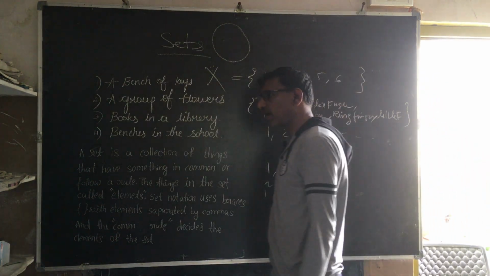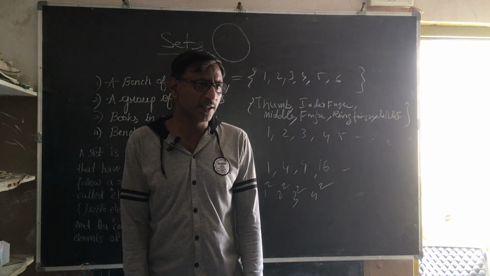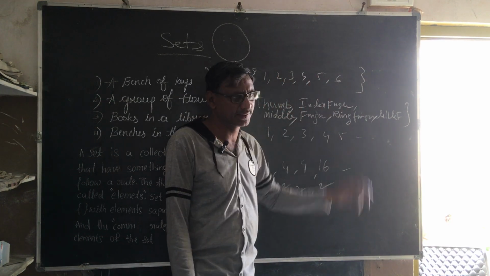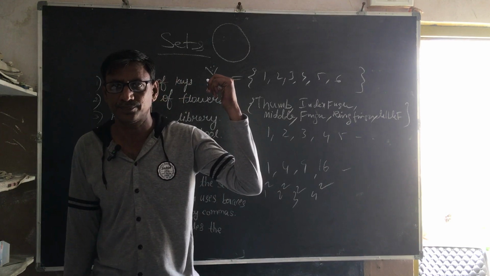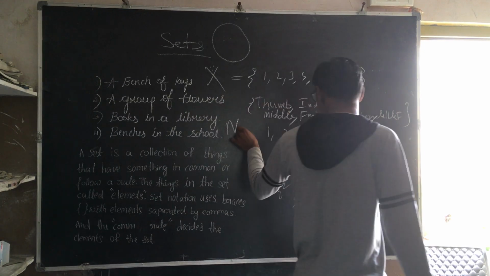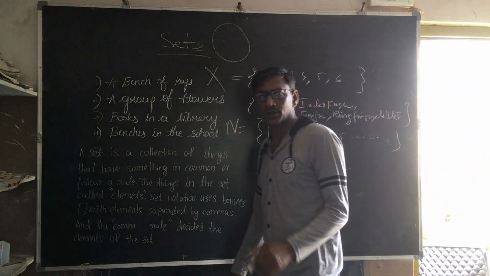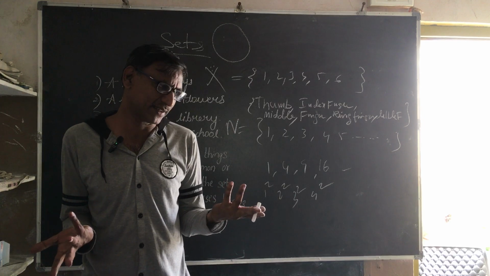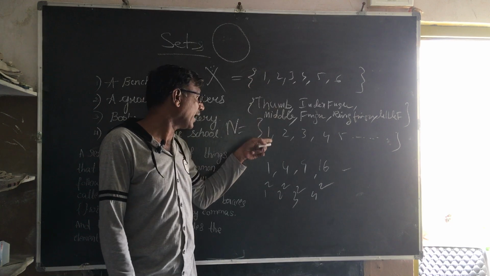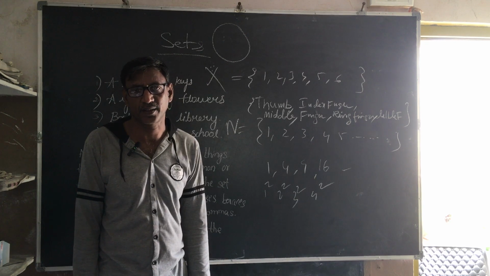So sets are different with different ideas. Suppose you see this set 1, 2, 3, 4, 5, 6, they are countable. These are finite sets. Suppose you take the natural number set 1, 2, 3, 4, dot, dot, dot, these are infinite sets, because you are not able to count them. These are my finite sets and these are my infinite sets. These are very, very important.